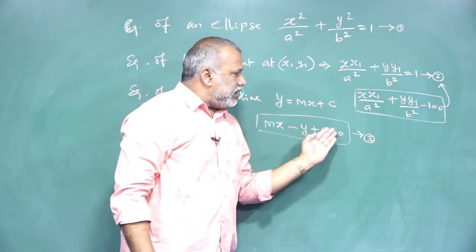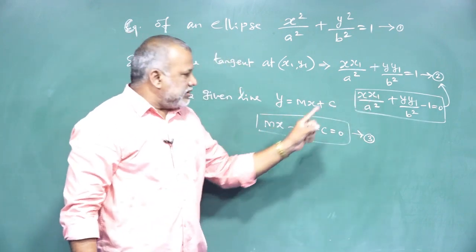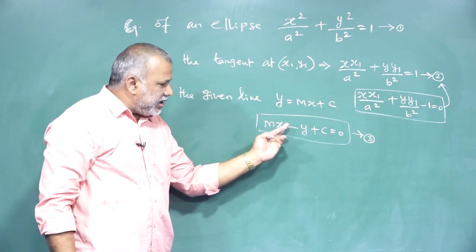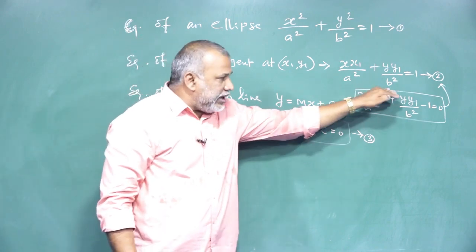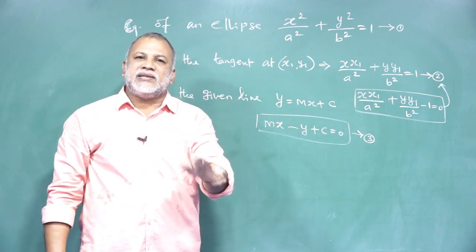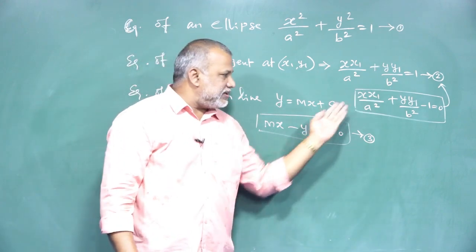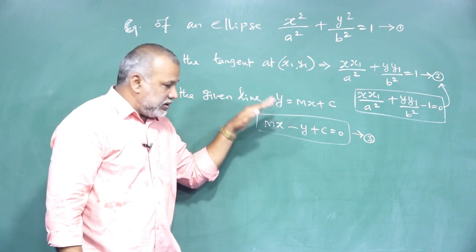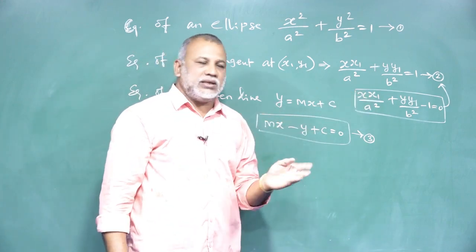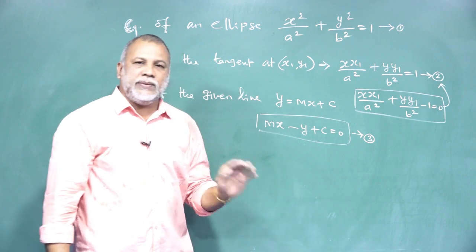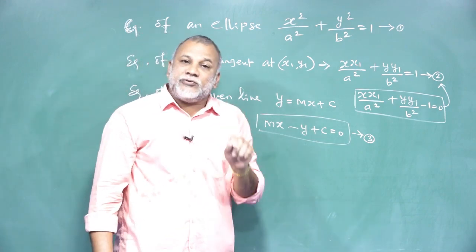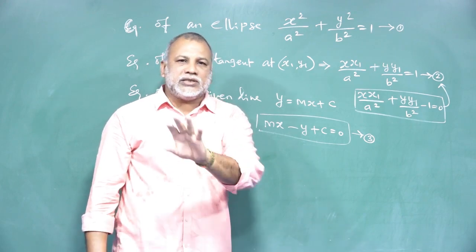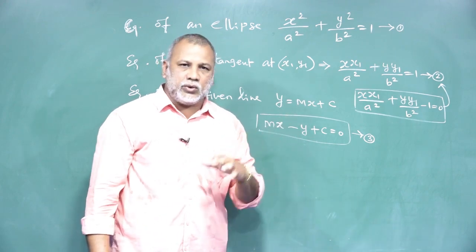Listen, compare 2 and 3. Both are the same line. See, x family, y family, constant. Here also x family, y family, constant. Therefore, equations 2 and 3 represent the same line. This is the equation of the tangent, and this is the given line, which also represents the tangent. Therefore, the coefficients of x, y and the constant term must be proportional. That is the logic we are going to use.